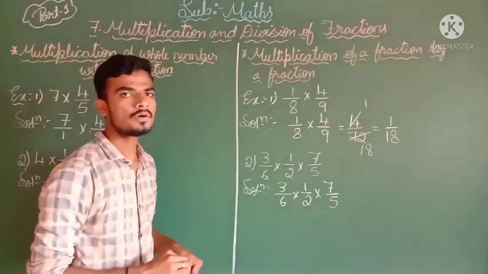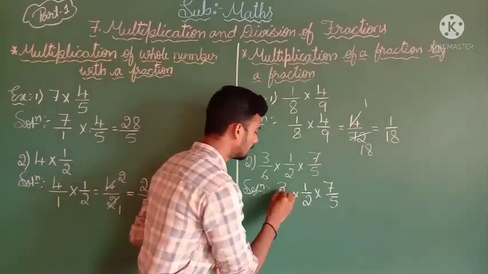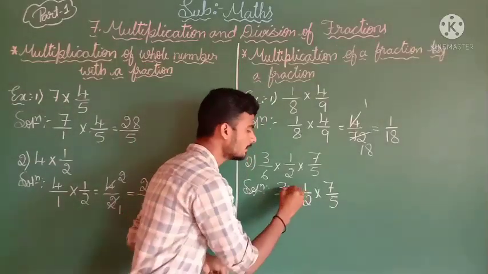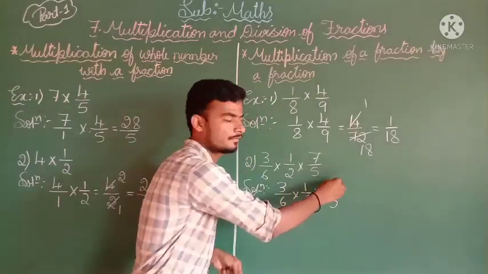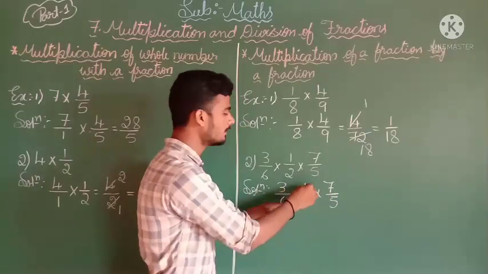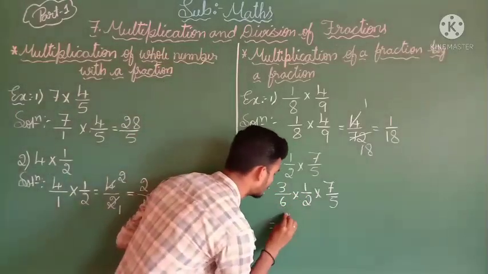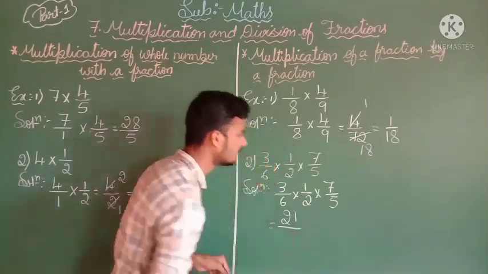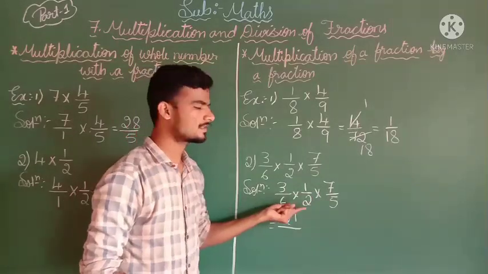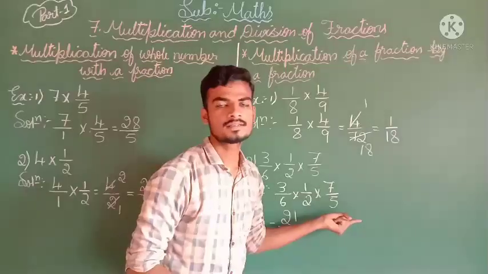Now how to multiply? First you multiply the numerators together: 3 1s are 3, then 3 7s are 21. Then the denominators: 6 2s are 12, 12 5s are 60.